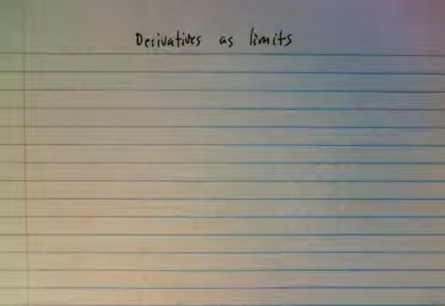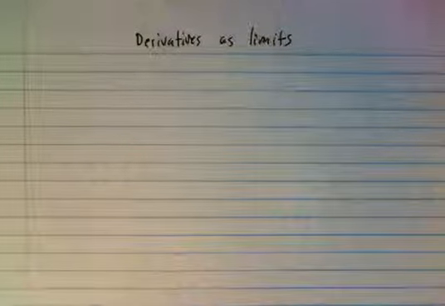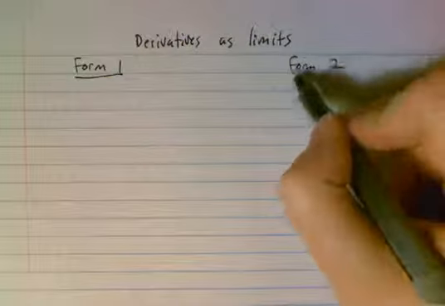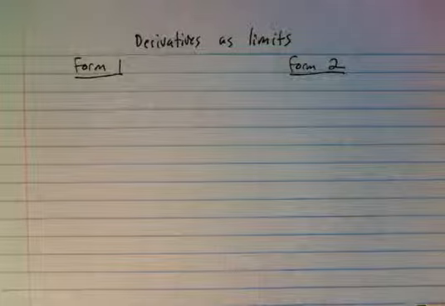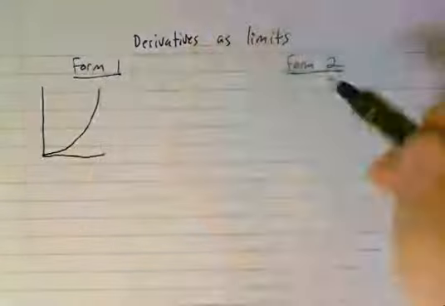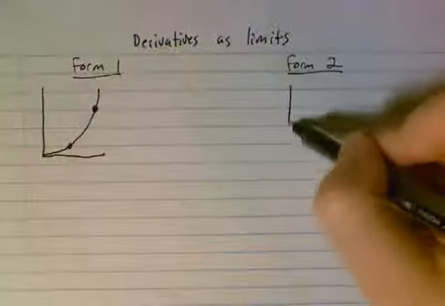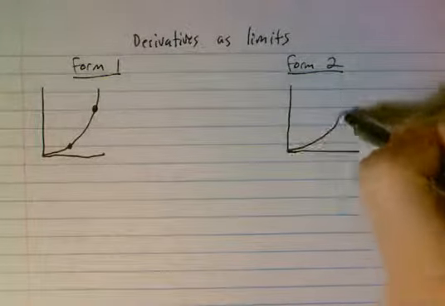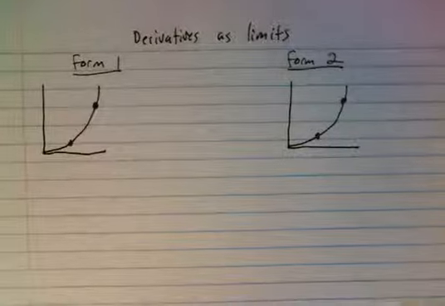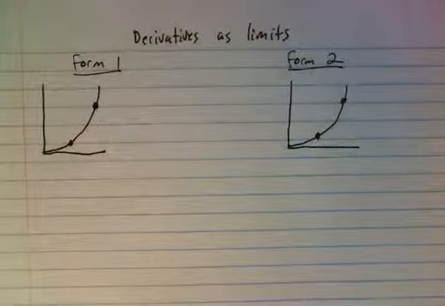There are two forms that we'll see derivatives written as limits in. I'm just going to call them form 1 and form 2. And they both have the same basic idea. So it's still that we have some curve, and we still have 2 points that we're working with. But they're labeled slightly differently simply because one form is more useful for some things and one form is more useful for the other.